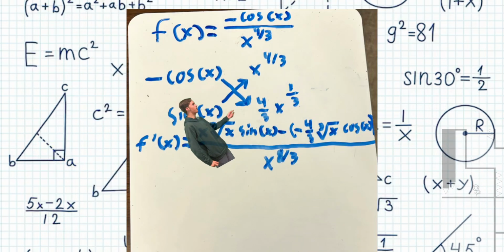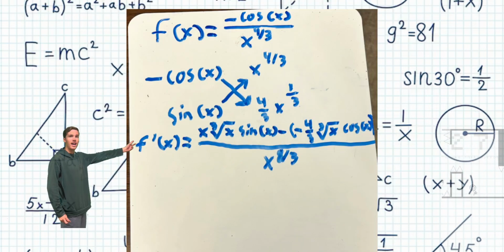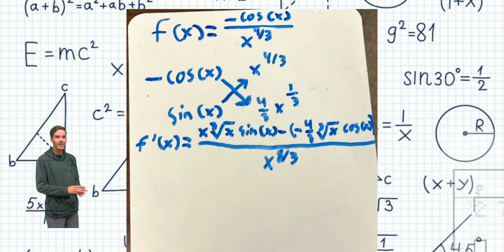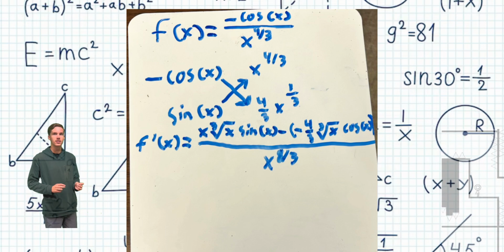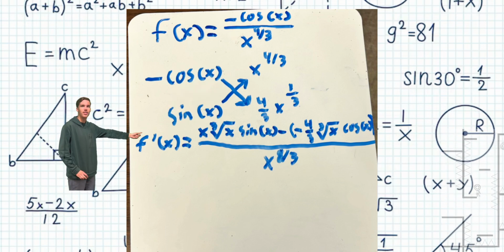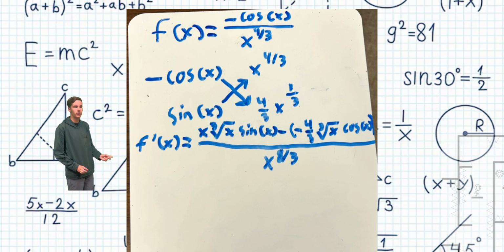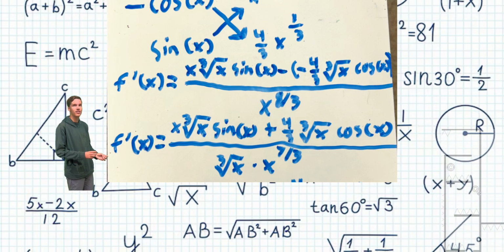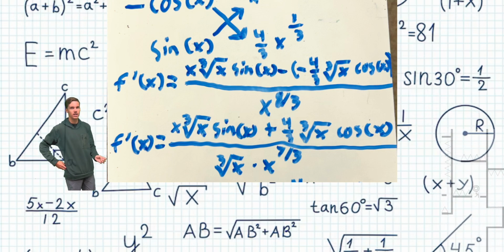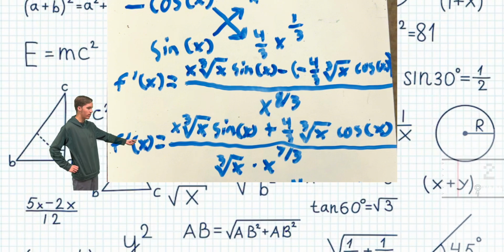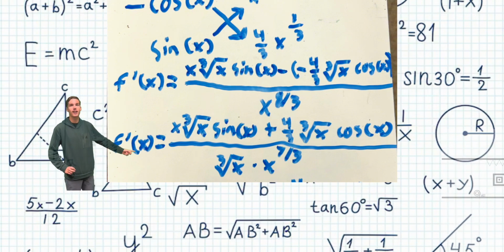We need to multiply up going diagonally, which is sine x times x to the 4/3, which simplifies into x cube root x sine x. Then we subtract multiplying diagonally down. So this is negative cosine x times 4/3 x to the 1/3, which simplifies down into adding 4/3 cube root x cosine x. Then we draw a line under all of it, square x to the 4/3, which is x to the 8/3.